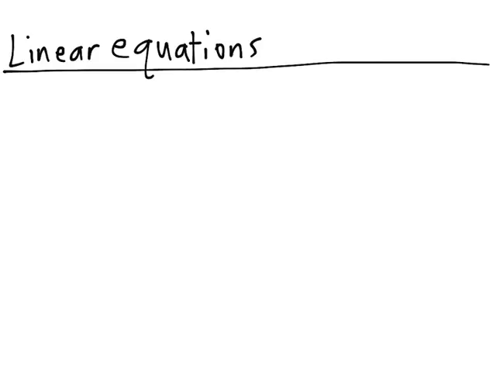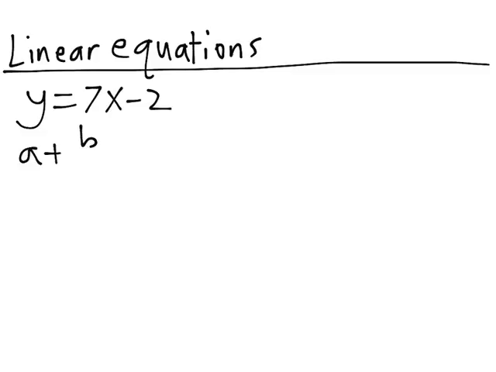I'm going to be talking about linear equations. A linear equation is an equation where no operation is performed on any variable besides addition, subtraction, or multiplication and division by a constant. So y equals 7x minus 2 is a linear equation.